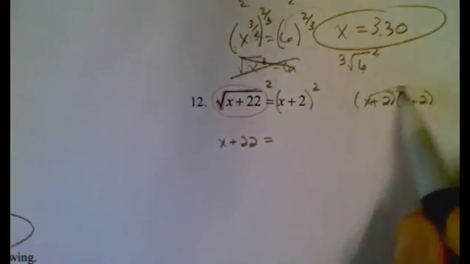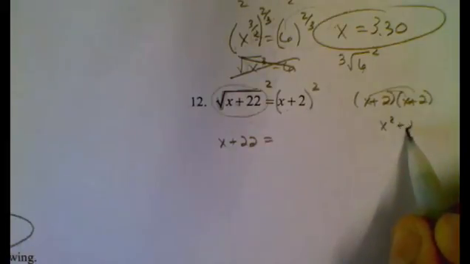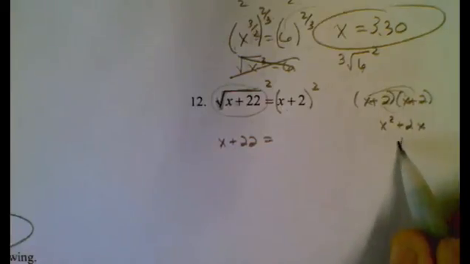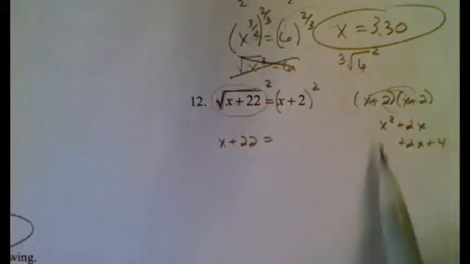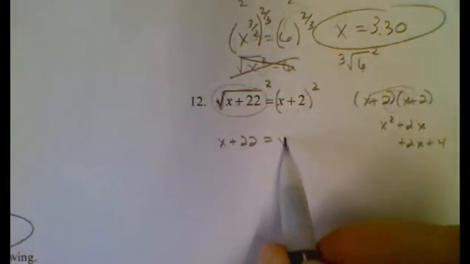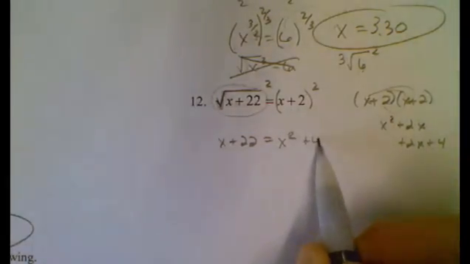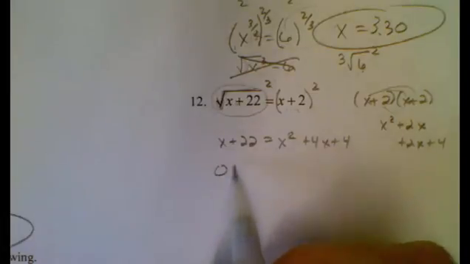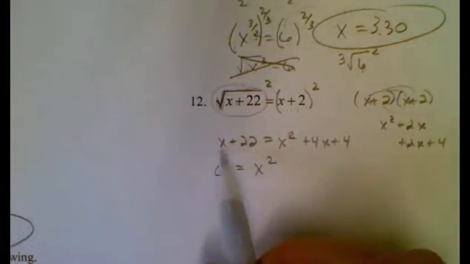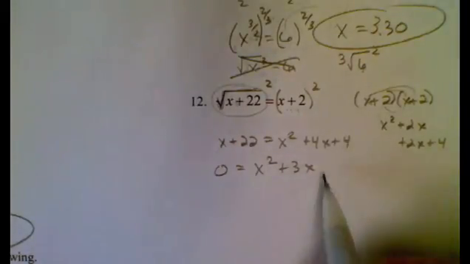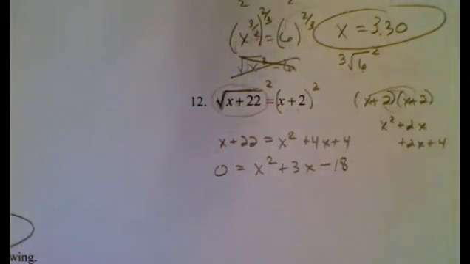You're going to distribute the x, you get x squared plus 2x. Distribute the 2, 2x plus 4. So when I multiply x plus 2 by itself, is what this is telling me to do, I get x squared plus 4x plus 4. So now I have a quadratic, and we have to solve that. So we have to subtract x and subtract 22. So if I subtract an x on each side, I'll be left with 3x on the right side. If I subtract 22, I'll be left with a negative 18.